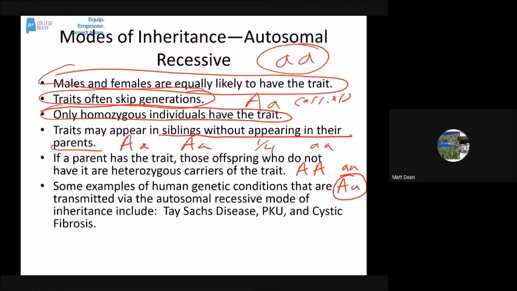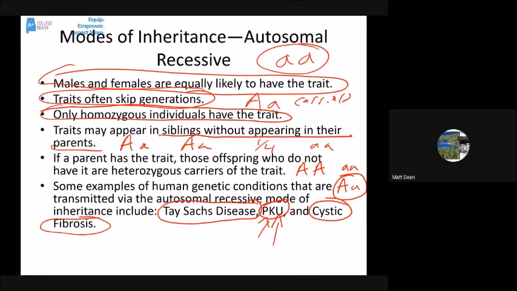There are several human genetic conditions that are transmitted through this autosomal recessive mode. Tay-Sachs disease, which is common in certain subgroups of the Jewish population. PKU, which is very common, has to do with digestion and breakdown of certain amino acids, phenylalanine, and then cystic fibrosis, fairly common in the Caucasian population. It affects the respiratory system, but it also affects all parts of the body. It's a systemic kind of infection.